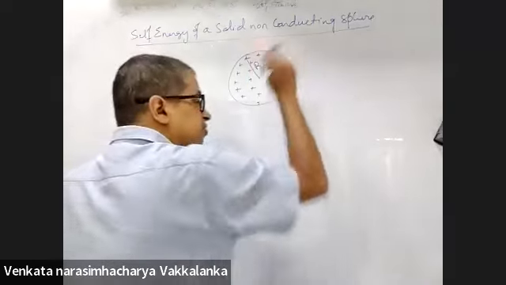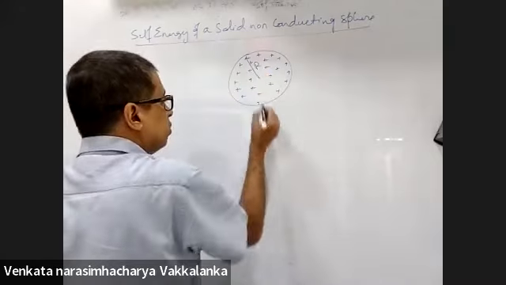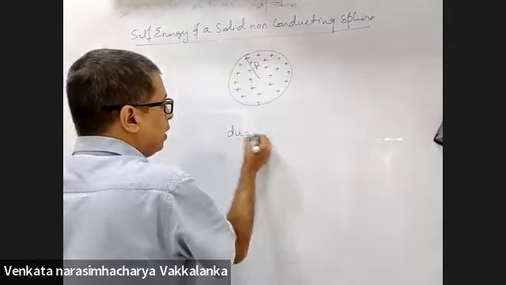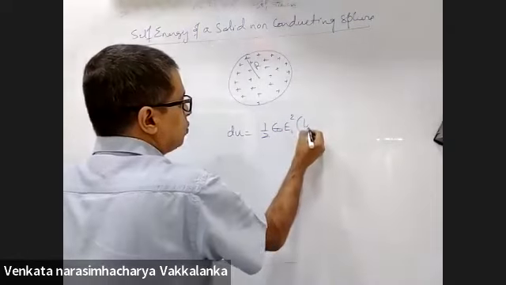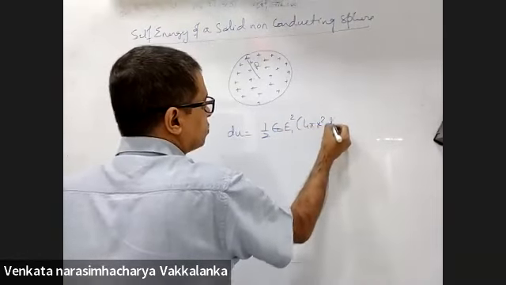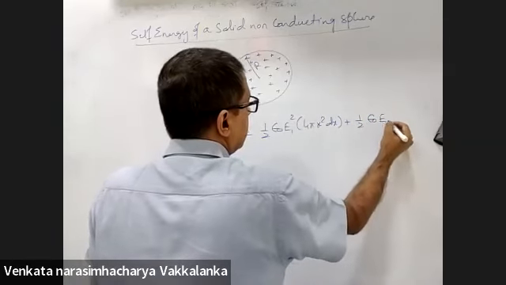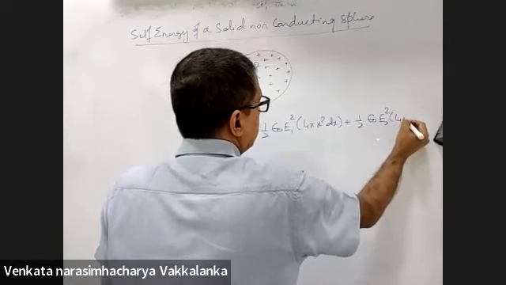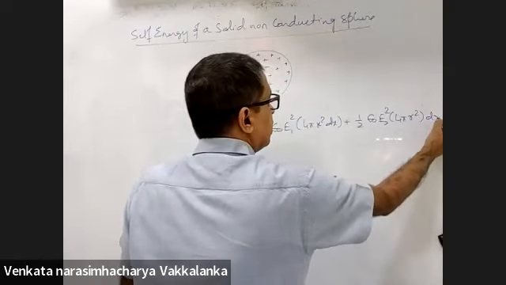Now you have field inside and outside. When you took a hollow sphere, you did not take field inside and outside. Now here, dU will be half epsilon naught E1 square 4 pi x square dx, plus half epsilon naught E2 square 4 pi, I call it small r square dr.